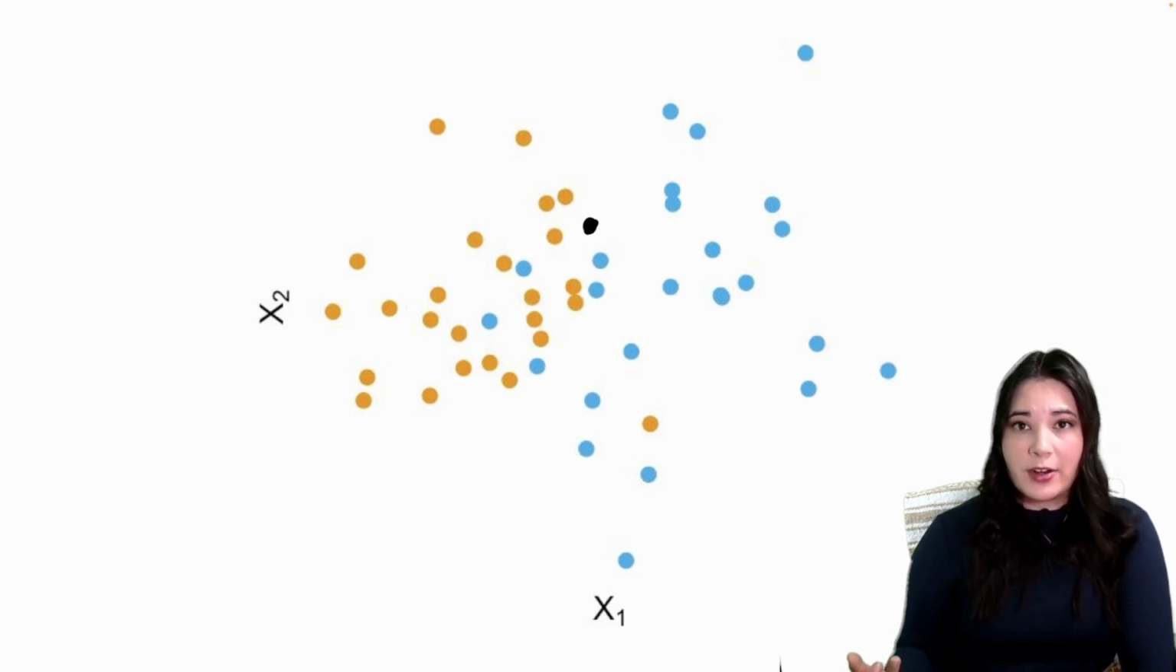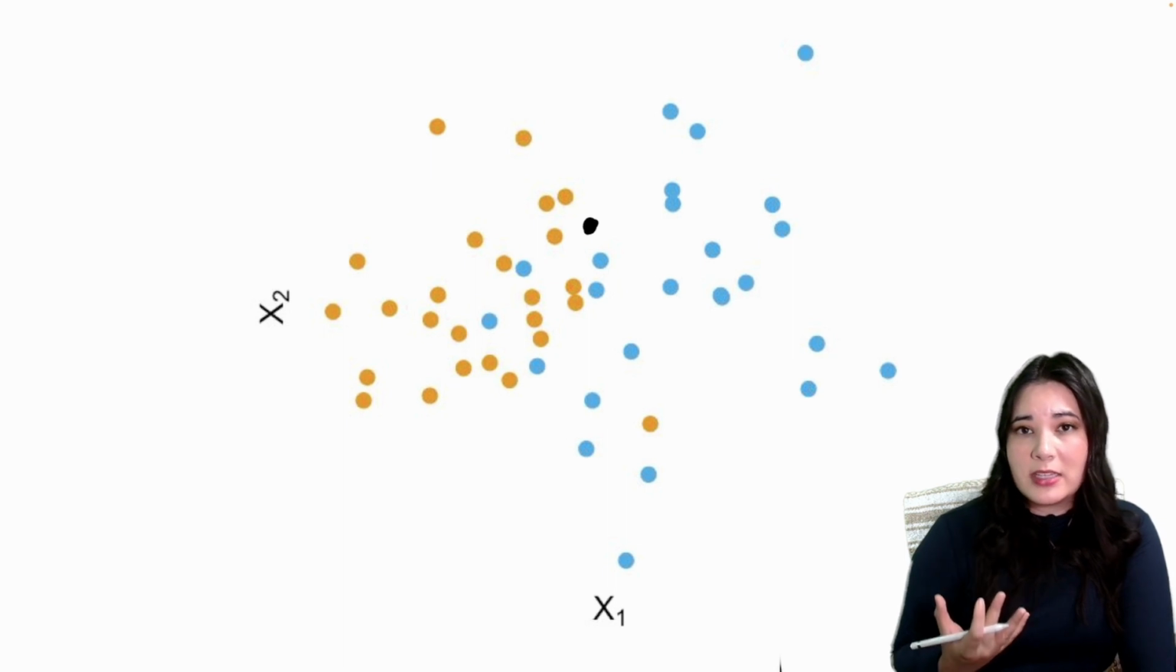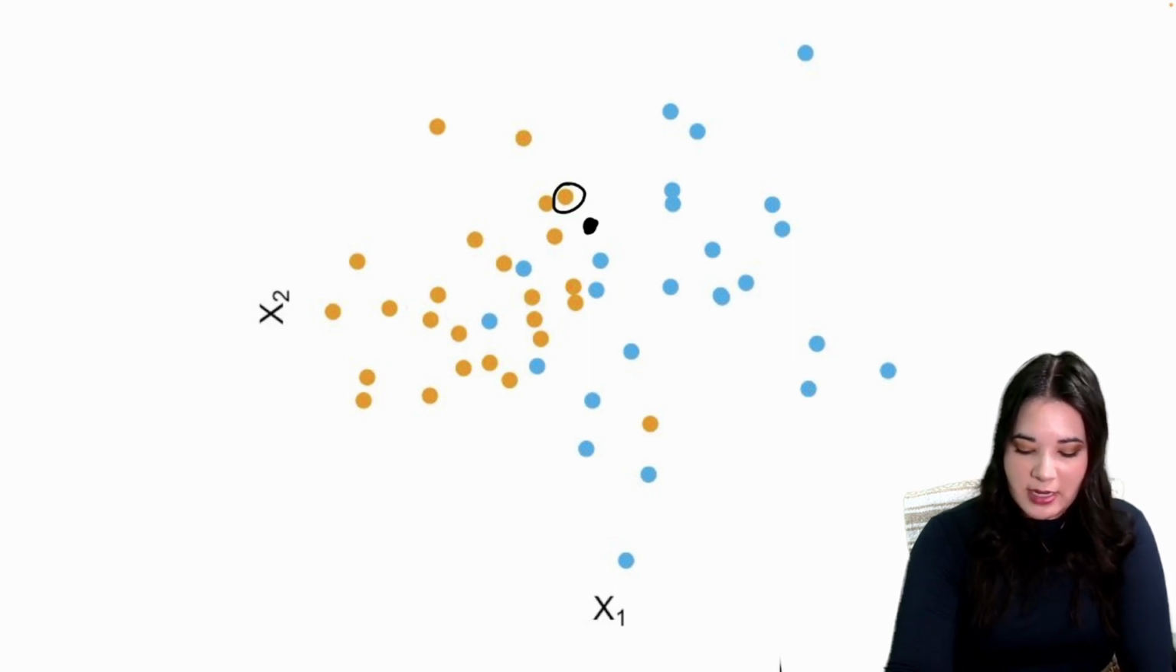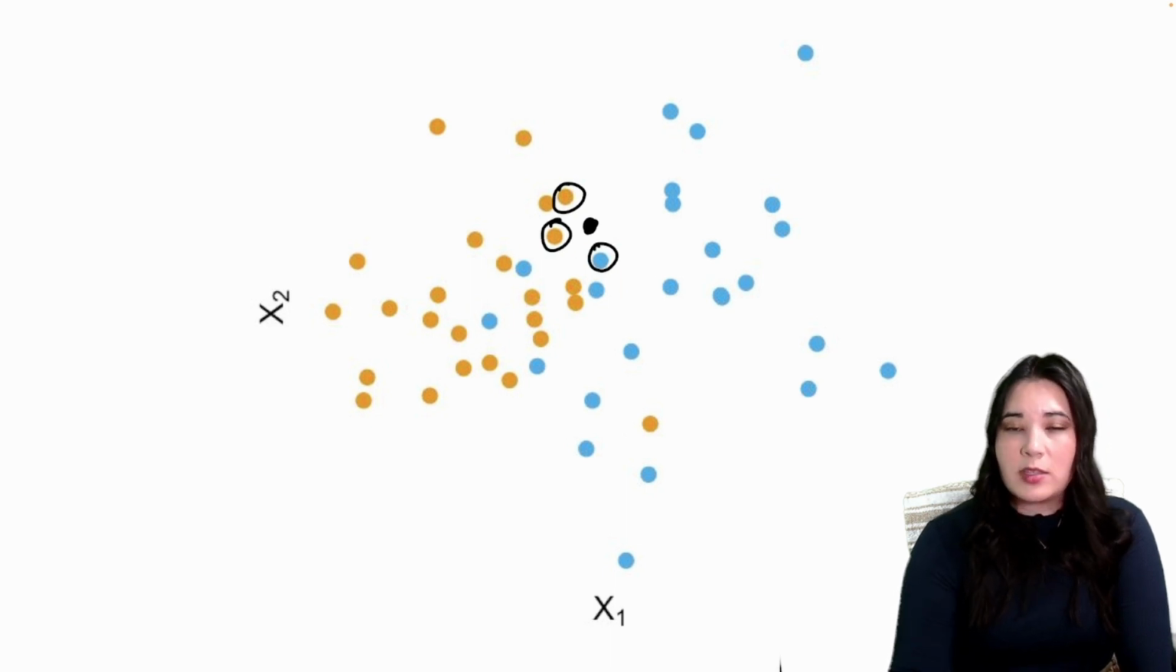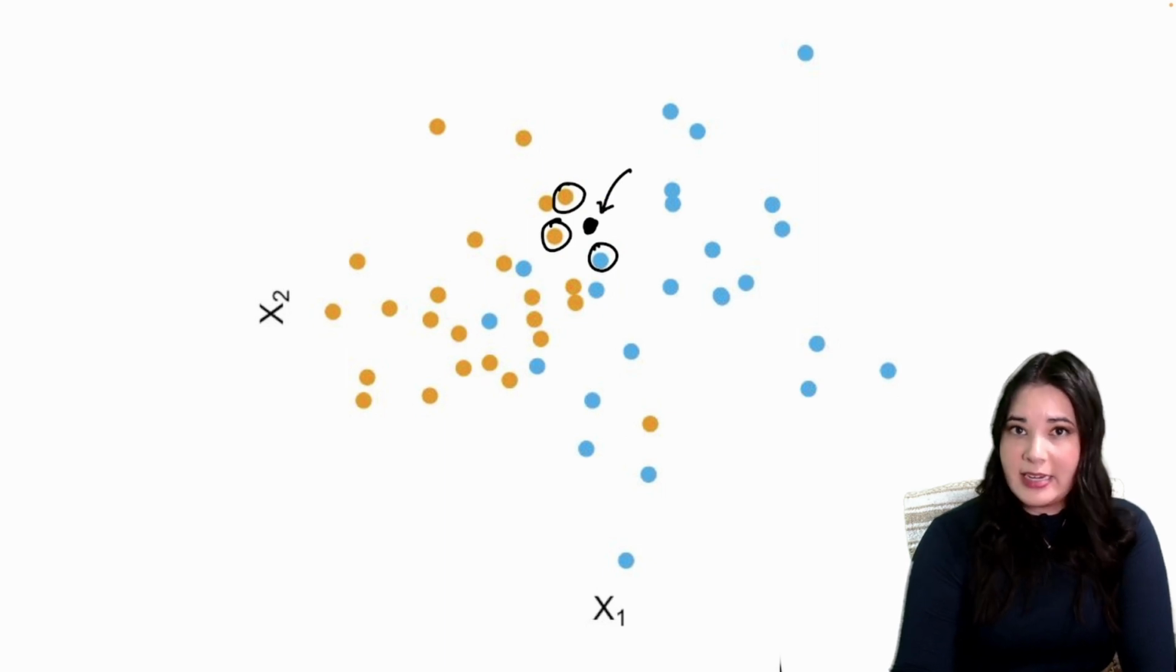K is just a variable that we get to choose. So for instance, let's look at k equals 3. For this data point, its 3 nearest neighbors are this, this, and this. When we look at these data points, we can see that 2 out of the 3 are in the gold category and 1 is in the blue category. So we would classify this new data point as gold. And again, K is just a variable. We could look at 1 neighbor, 10, 20, 100.